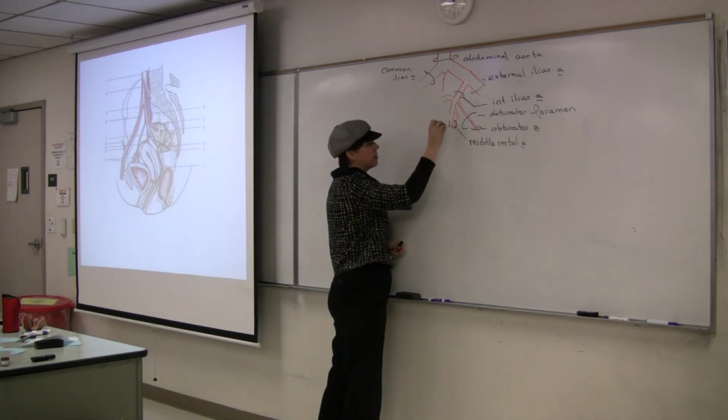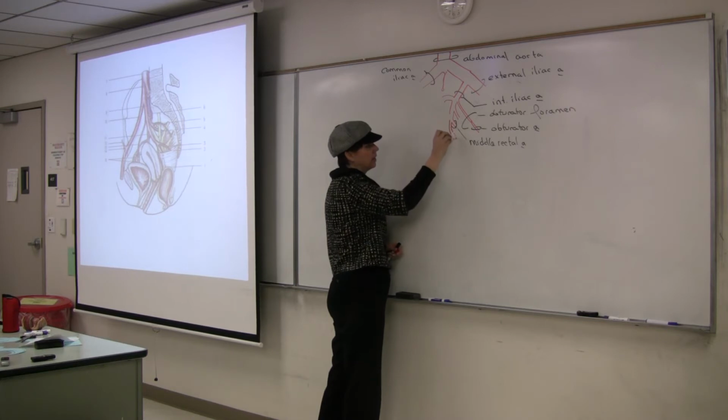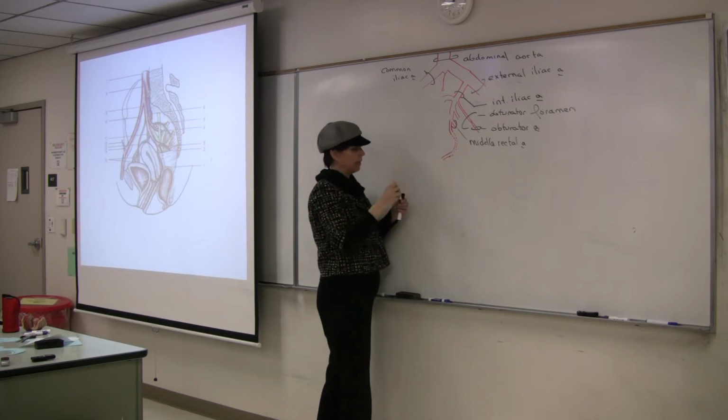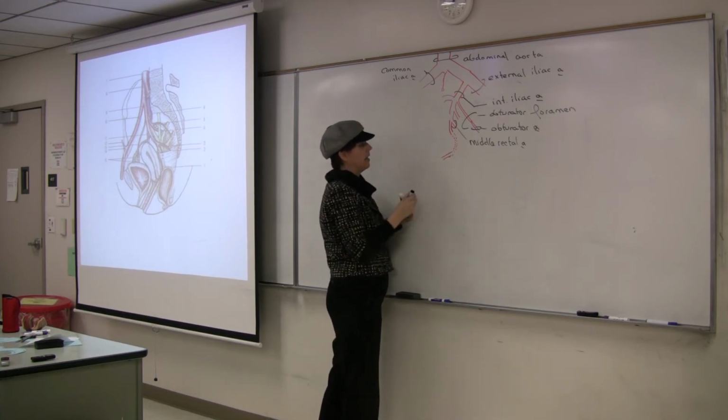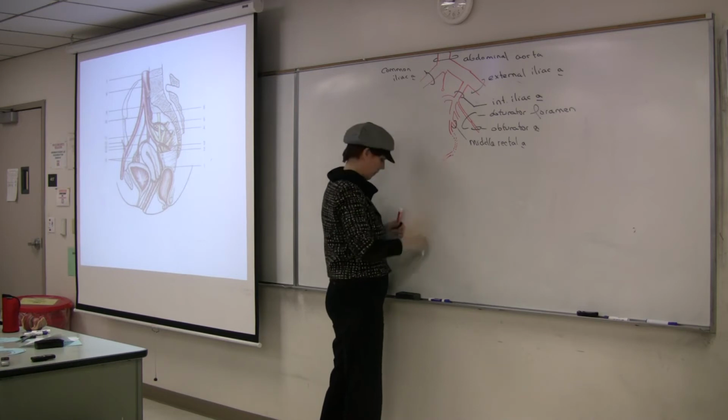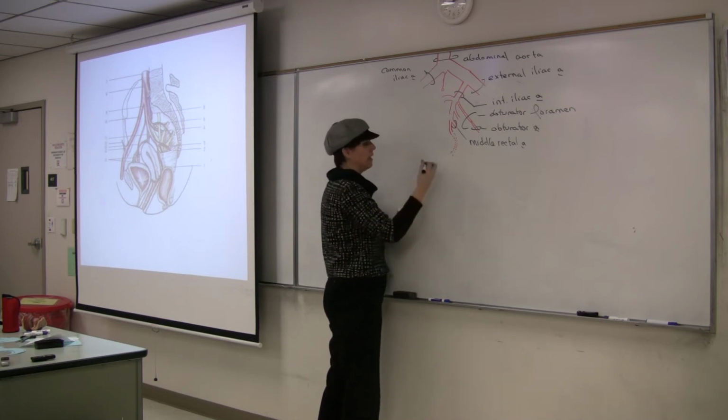Then we have a branch that goes outside of the pelvis and comes forward to the perineal area. And this is the internal pudendal artery.